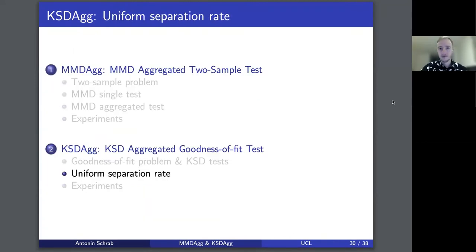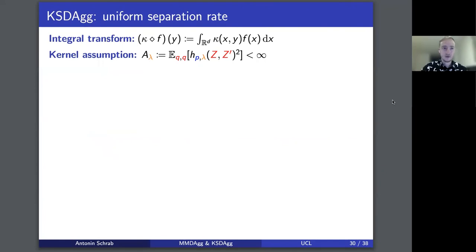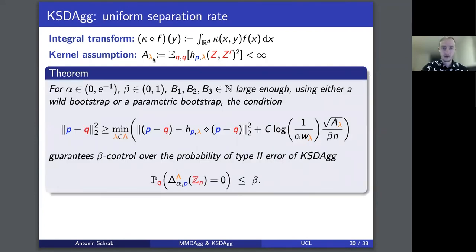In terms of uniform separation rate, let the diamond operation be the integral transform. That is, given a kernel kappa, it's the integral of kappa(x,y) f(x) dx. And here, if kappa is translation invariant, this is a convolution. And we assume that the expectation under Q of our Stein kernel squared is finite.